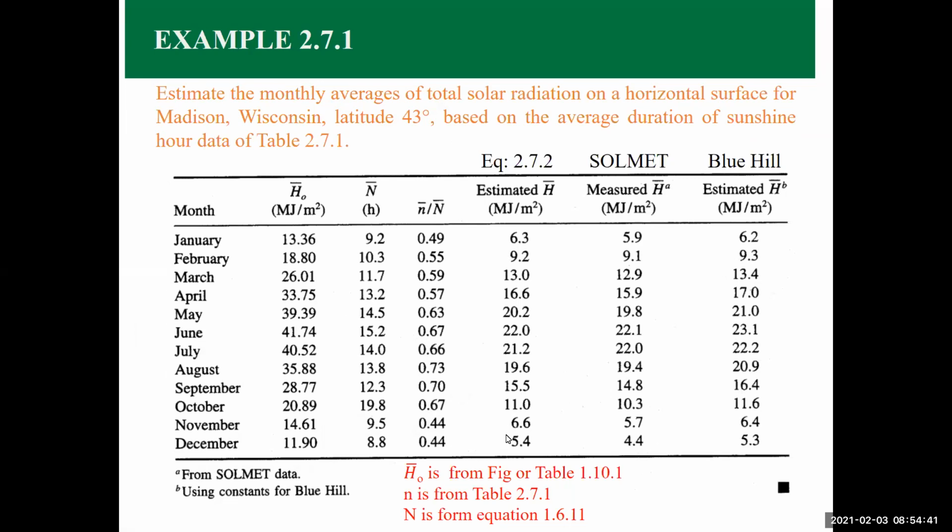Then what are the other couple of columns? Actually, our calculations end here at this point. Identifying the month, getting the value of H naught from the figure or the table, calculating capital N, obtaining small n from the table, and dividing small n over capital N, substituting into the equation to get the value of estimated H. Actually, what we have here is some sort of a verification of the data that have been calculated.